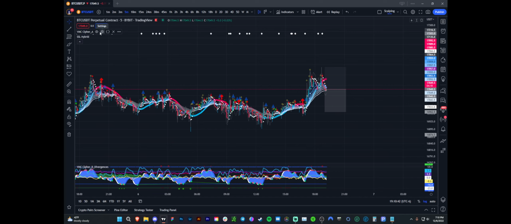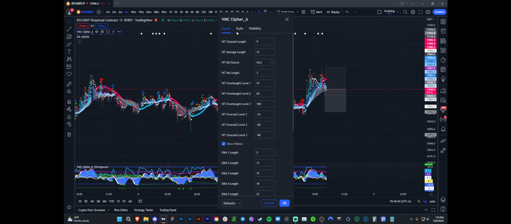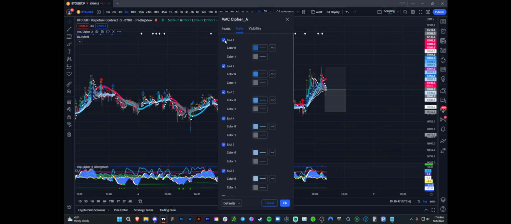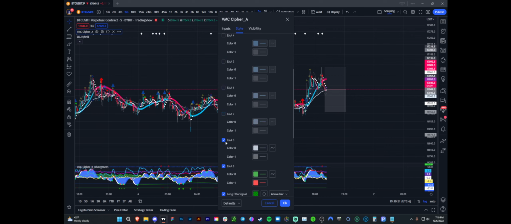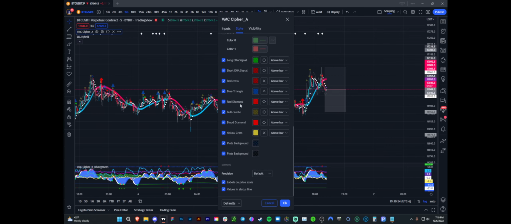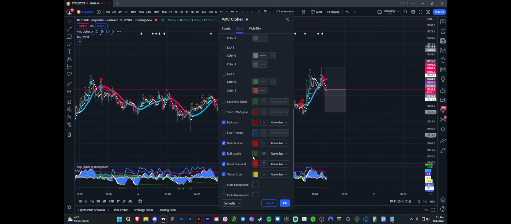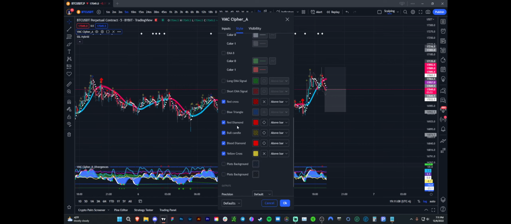So first, let's go to Cipher A. We're going to leave all of the inputs the same. However, go to Style, and let's turn off all of these EMAs. You don't need any of these. Since we're not using the EMAs, we could also turn off the long EMA signal, the short EMA signal, and then let's turn off the blue triangle. Lastly, just turn off the plot backgrounds, and then we're good to go. Oh, lastly, this is just to make things a little easier. Go to the bull candle. I like to switch it to green and then turn the opacity all the way up, just so, like I said, it's a little easier to see.